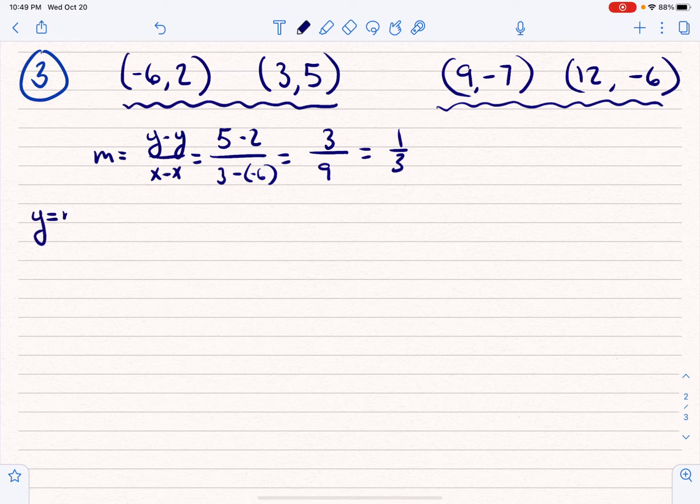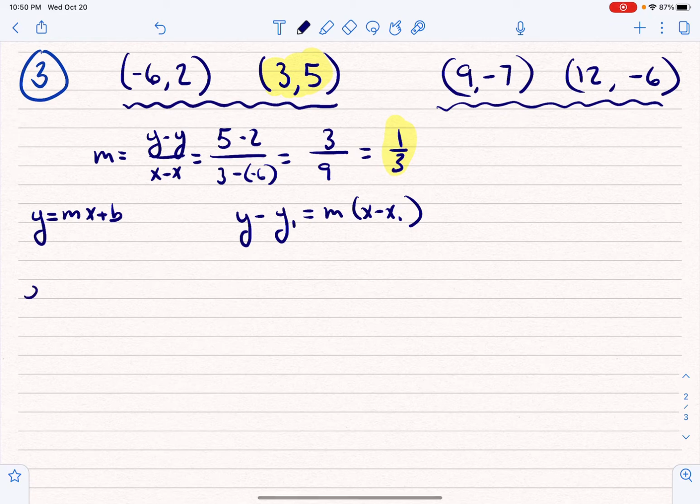You can say y equals mx plus b and plug everything in, or you can say y minus y1 equals slope times x minus x1 and plug everything in. Doesn't matter, either way. So let's see here. I'm gonna use the slope of 1/3 right here, and I'm gonna use this point. I don't really care which point I use.